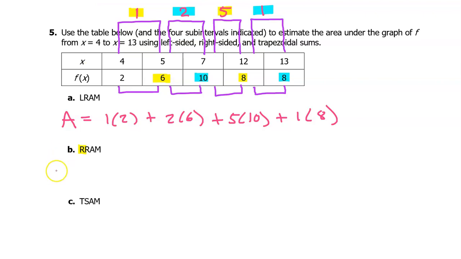So here we go. Area equals base times height 4 times. So that's going to be 1 times 6 plus 2 times 10 plus 5 times 8 plus 1 times 8.